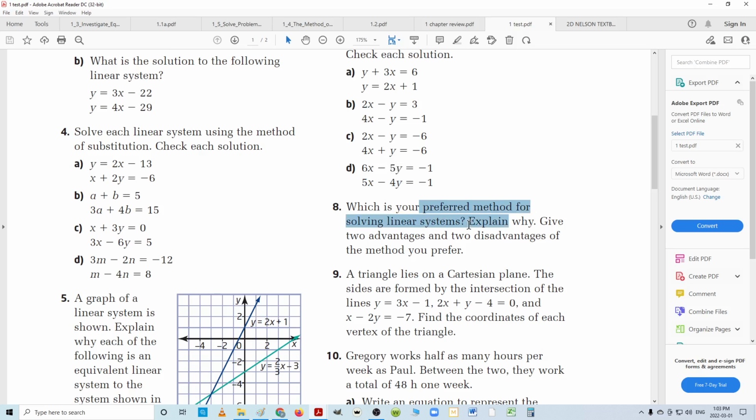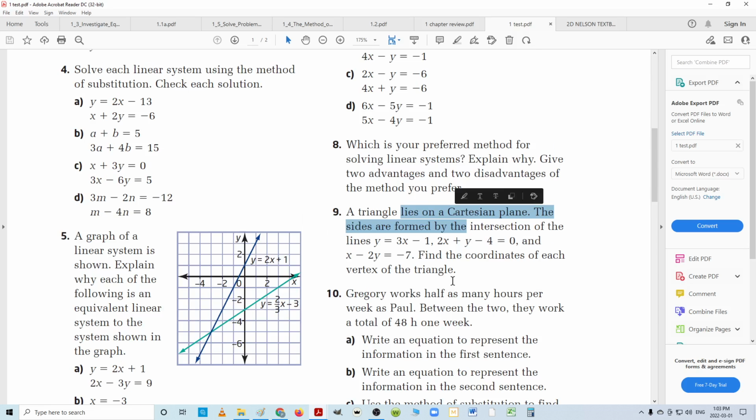Which is your preferred method? Mine's always substitution, but I can see where subtraction is easier for people to understand. What are the advantages? Well, when working with fractions, substitution is probably easier to do. And when working with standard format, elimination is easier. When working with the slope-intercept format, substitution is easier to deal with.